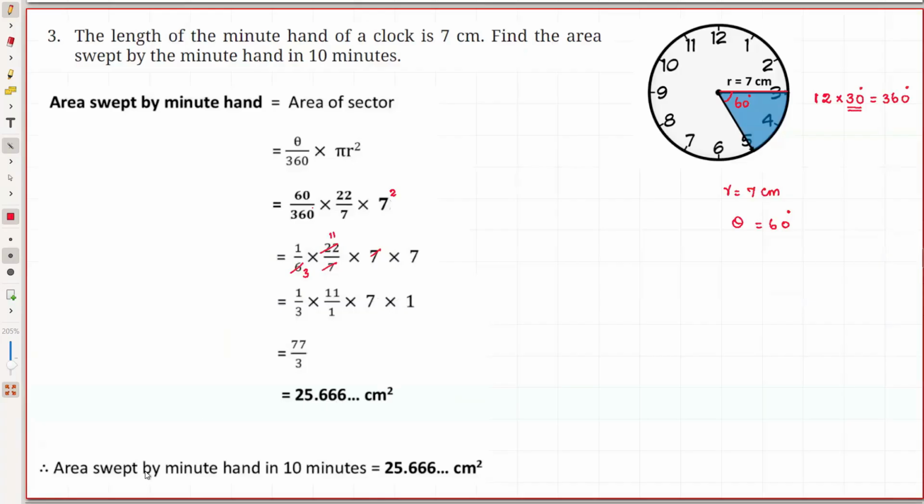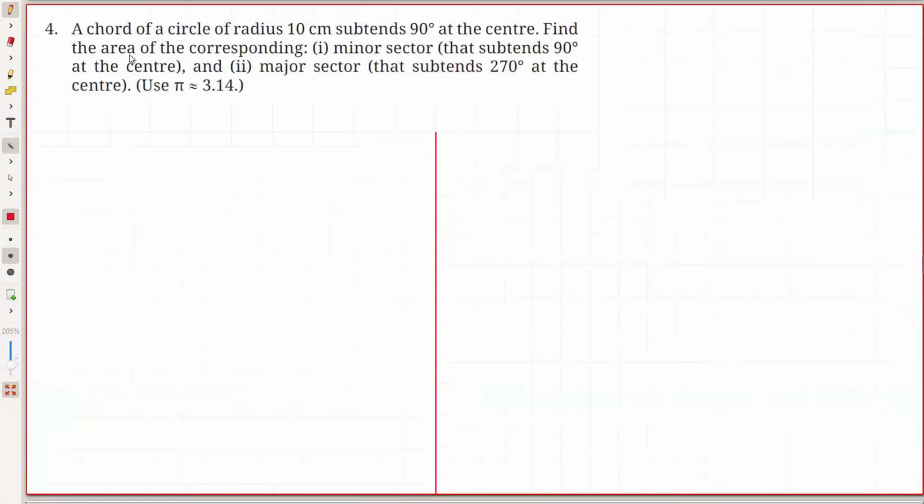Okay, so the area swept by the minute hand in 10 minutes is equal to 25.666 centimeters square. Now question number 4. A chord of a circle of radius 10 centimeters subtends 90 degrees at the center. Find the area of the corresponding minor sector and major sector. So two cases we have to find out.